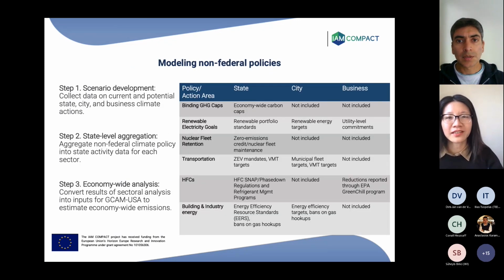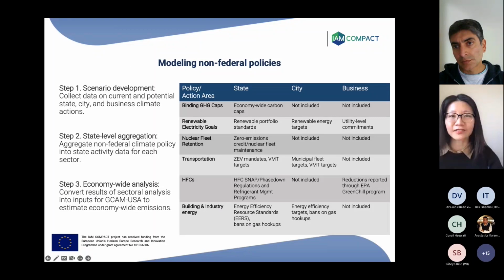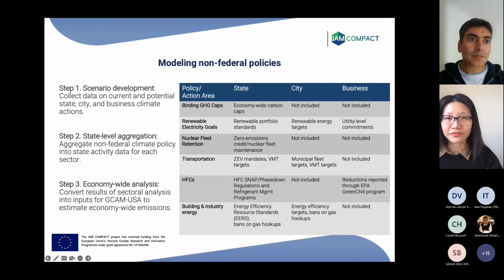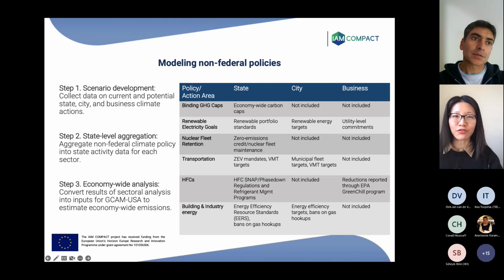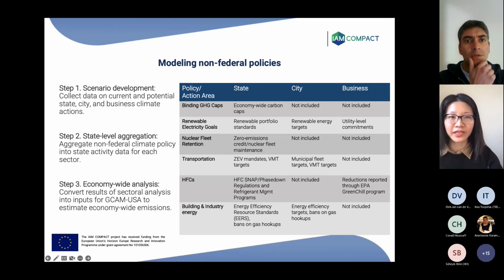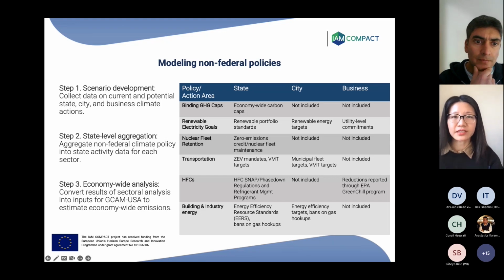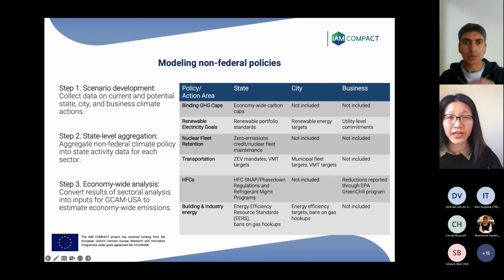The benefit of using GCAM USA is that we can represent other subnational non-federal actors. Here we actually go through a very complex process, building all the policies, collecting the data from different levels, and we aggregate them into the state level because GCAM USA's resolution is at the state level. Then we can use the model to understand how those subnational or non-federal actions, including the federal policy, aggregate to the emission reduction for the United States.